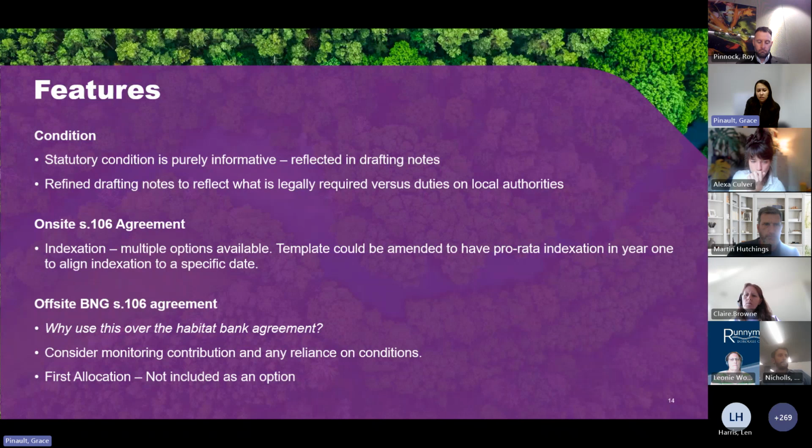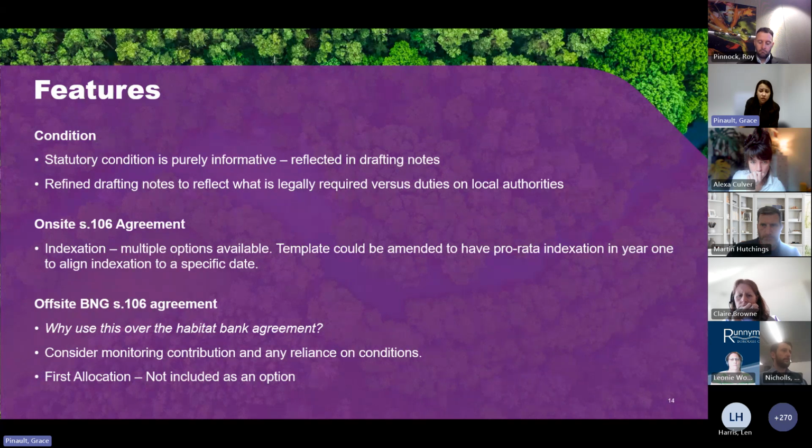For the offsite BNG Section 106 agreement, you might be wondering, why use this agreement over the Habitat Bank agreement? It's worth pointing out that in the offsite Section 106 agreement, the monitoring contribution will secure monitoring fees to monitor compliance with the deed, so the obligations within the Section 106 agreement. But it also secures the monitoring of compliance with a condition that's imposed on development. So it avoids the need to have two separate Section 106 agreements.